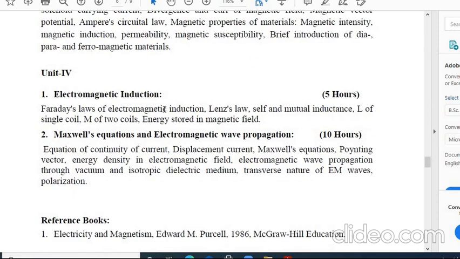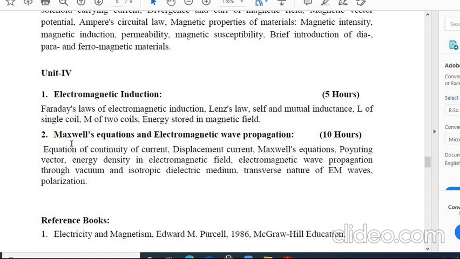Next chapter is electromagnetic induction, which has only 5 hours. It consists of Faraday's laws of electromagnetic induction, Lenz's law, self and mutual inductance. That is, L is the inductance of a single coil, M is the mutual inductance of two coils, and energy stored in the magnetic field. This is the total syllabus of the paper, that is unit number 4, chapter 1st.